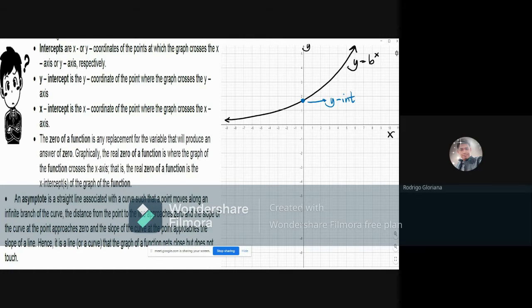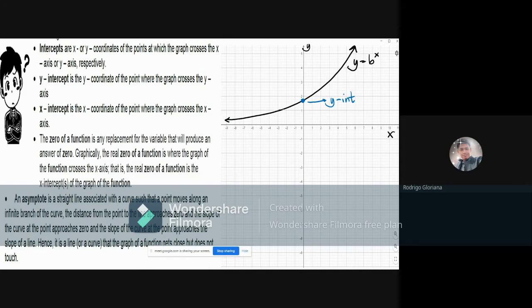Then the x-intercept is the coordinate of the point where the graph crosses the x-axis. Since the given graph of y equal to b raised to x is exponential, it will not touch the x-axis. It only approaches it, but it will not touch the x-axis.